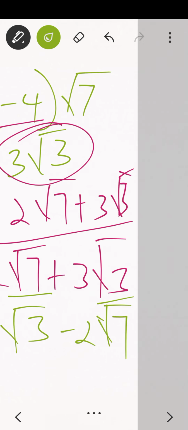Right. So let's pick another example and see how we can treat it. So assuming you have 2 root 20 plus 5 root 40.